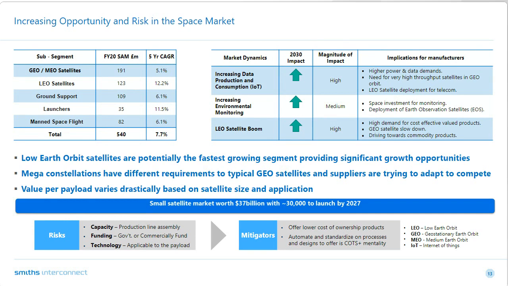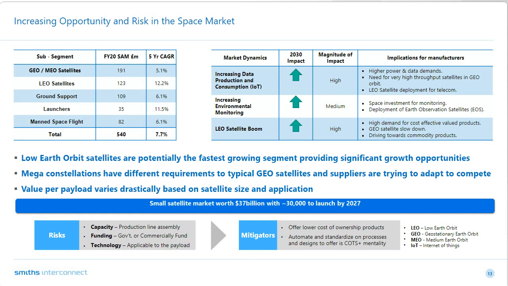So on this slide, it just talks about some of the increasing opportunities and risks in the space market, the different subsections in this market, and the anticipated growth CAGRs continue to increase. The market continues to grow at a nice rate, but if we look at the LEO satellites and in the launcher categories, you see the highest growth over the next 5 years.